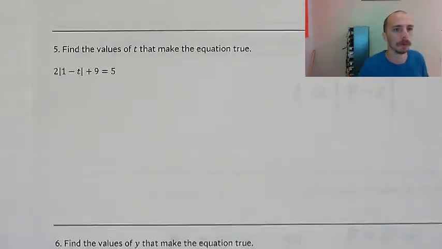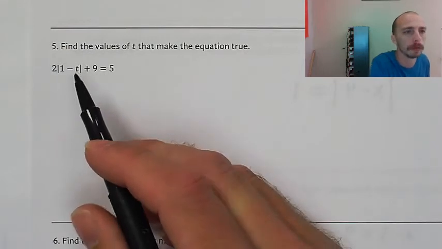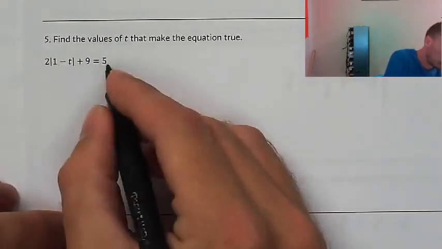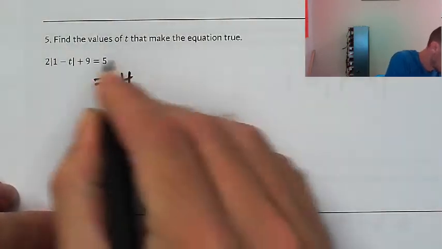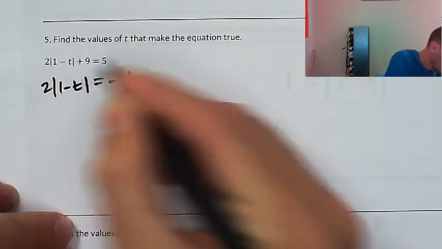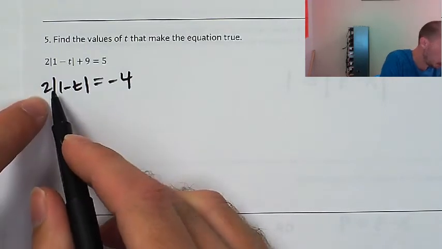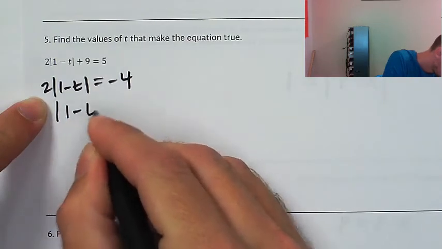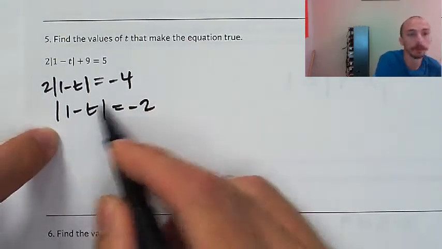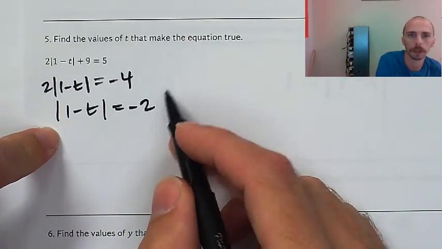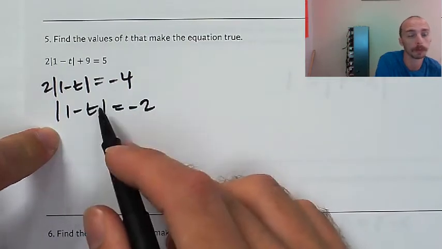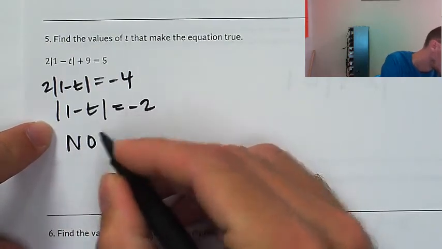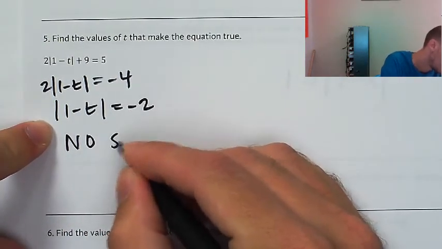All right, now we're going to find the values of t that make this equation true, and we'll do that by isolating the absolute value. So I'm going to subtract 9 from both sides. And then I'm going to divide both sides by 2. And I'm going to say absolute value equals negative 2. That's never possible, right? Absolute value can only be positive, or maybe 0 if we were taking an absolute value of 0 where t was 1. But I'm going to say this has no solution because there's no t we can plug in to make this equation true.